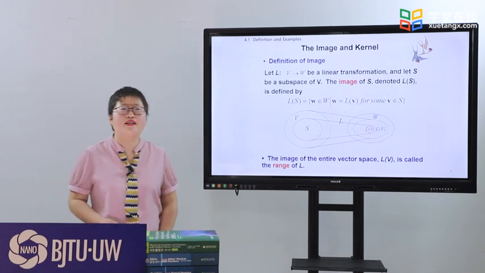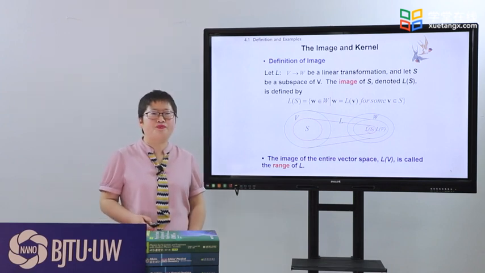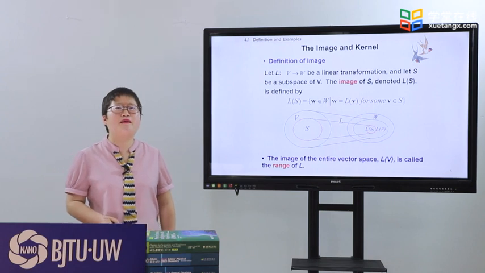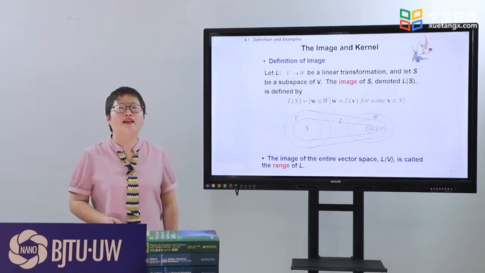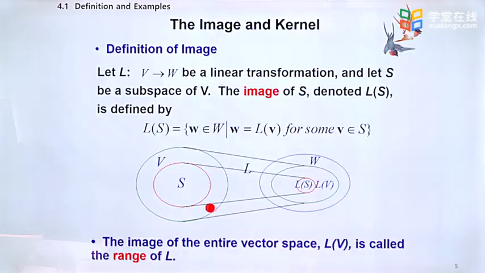And now we see the definition of image. Let L: V → W be a linear transformation, and let S be a subspace of V. The image of S, denoted L(S), is defined in this way. Here L(S) equals the set of w belonging to the vector space W such that w equals L(v) for some v belonging to S.